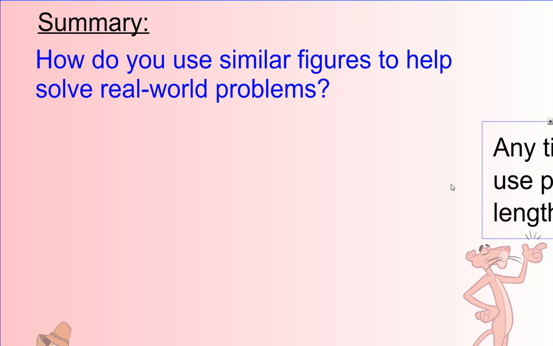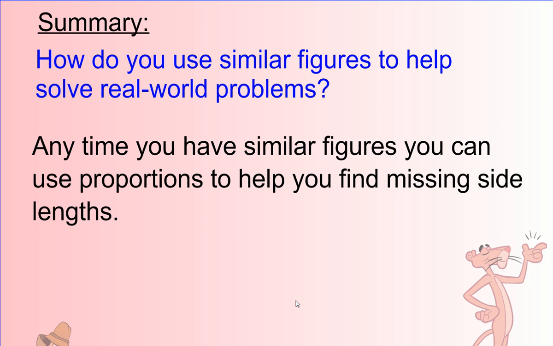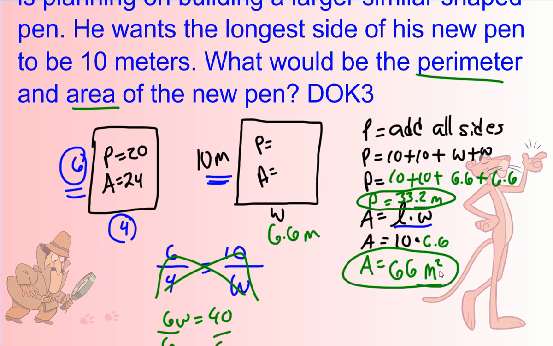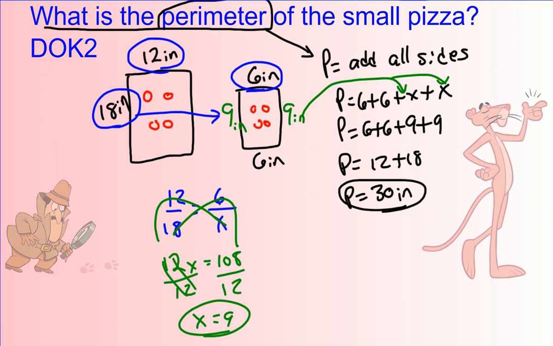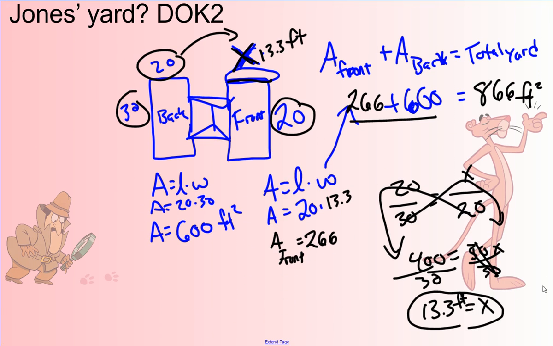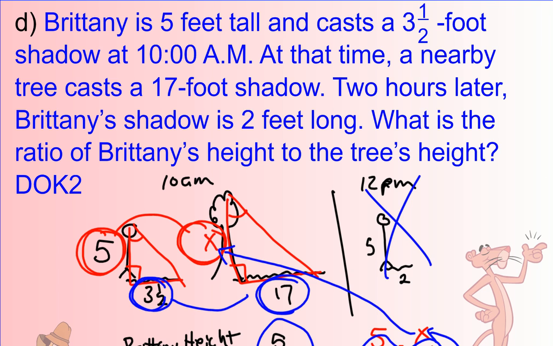Alright, so I have here, anytime you have similar figures, you can use proportions to help you find missing side lengths. And that's what we did, I think, in every single one of these problems. We recognized that the figures were similar. We figured out how to use these proportions to find the missing length. And in some of the problems, after we found the missing length, we might have had to do something else with it, like use it to find the area or perimeter. But that's what we did. We used proportions to solve the similar figures and find out what those missing lengths were.